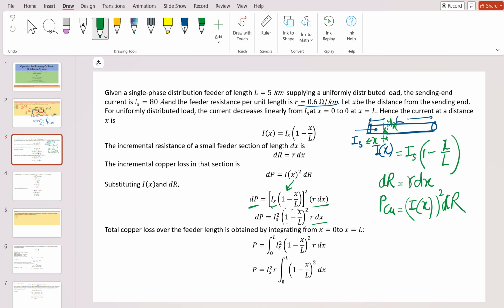So for the total copper loss over the overall distance, you have to integrate from 0 to L. When you integrate dP from 0 to P, that is simply P. So power is equal to the integral of Is squared (1 minus x by L) whole squared r dx. Here r is constant and Is squared is constant, so you can take them out: Is squared r times the integral from 0 to L of (1 minus x by L) whole squared.